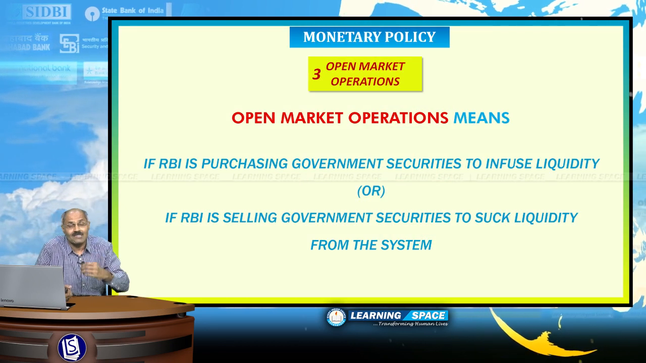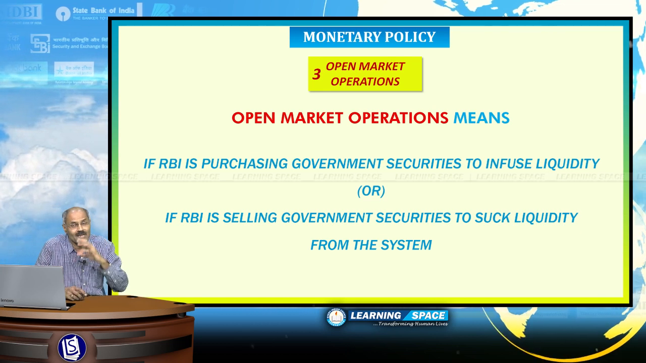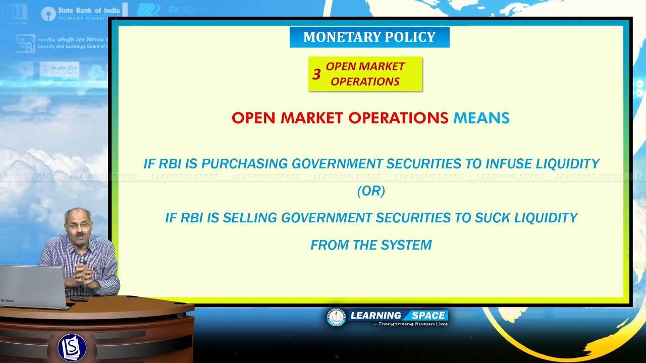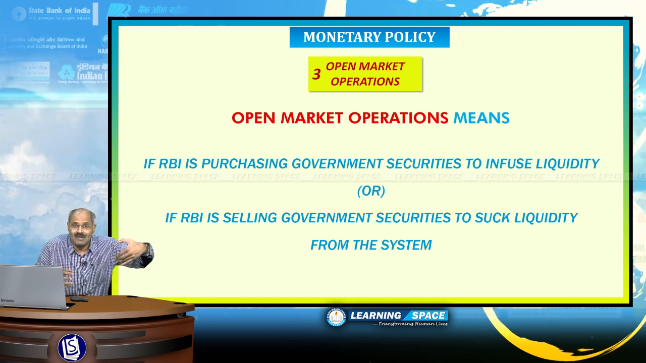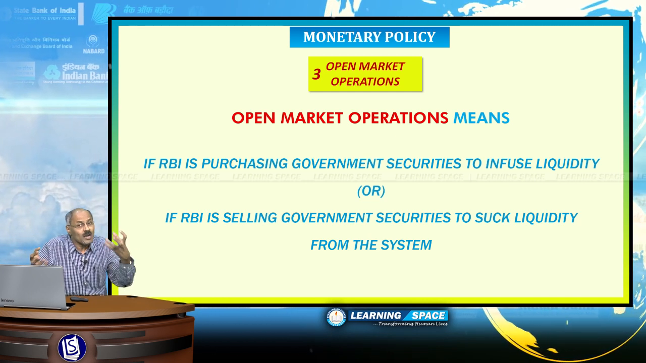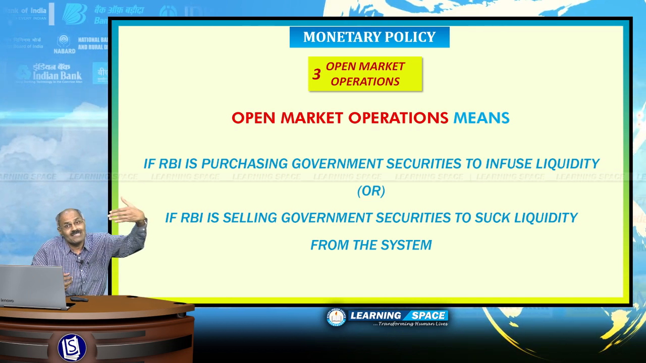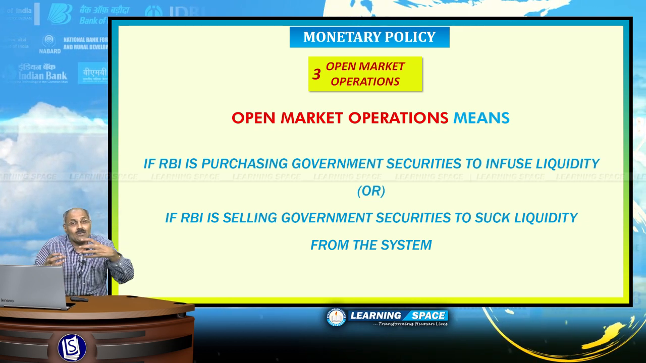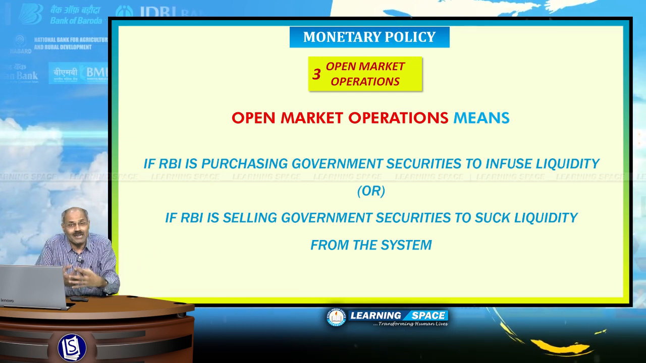Last but not the least is open market operations. What is open market operations? Open market operation is basically nothing but selling bonds and purchasing bonds. If RBI is purchasing government securities, if RBI is selling government securities to infuse or suck liquidity from the system, that is open market operation.